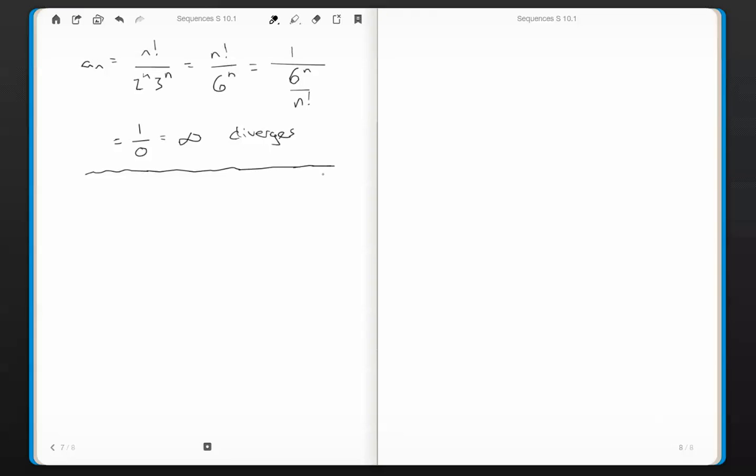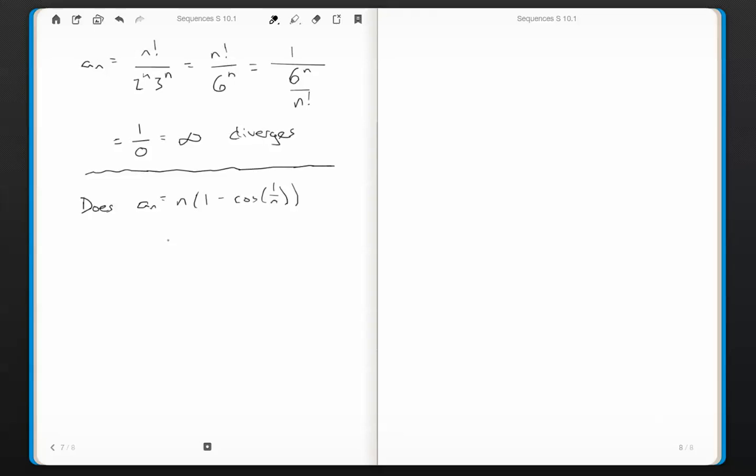All right, let's do one more, and then it's done. Then you guys are real experts. So does a_n equals n times 1 minus cosine of 1 over n converge? Well, as n gets really big, we have to look at this thing from the inside out.